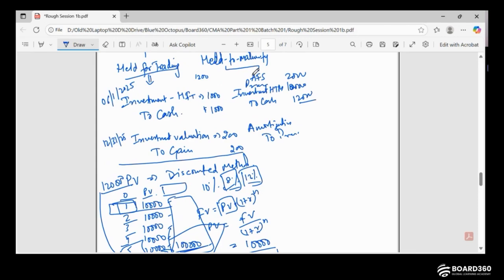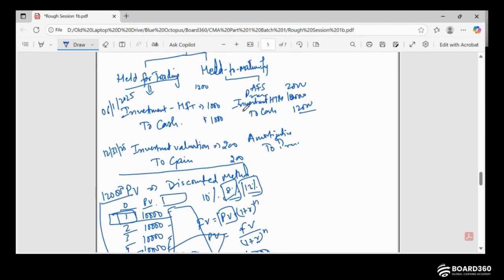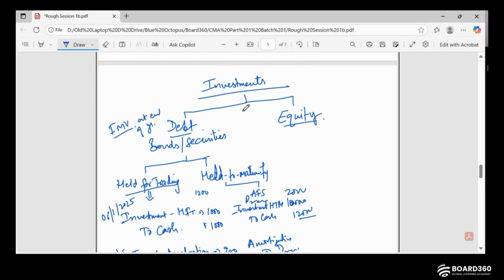Lastly, AFS, or available for sale securities. Last time also we discussed that whatever unrealized gains or losses there are will be reported in OCI, other comprehensive income. Right. So this is how to report investment in debt. Then comes investment in equities.